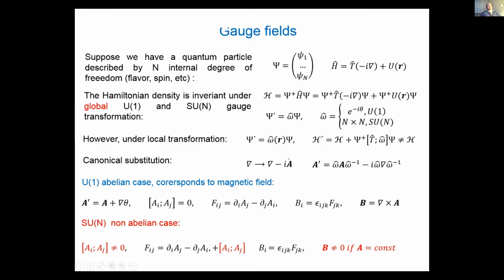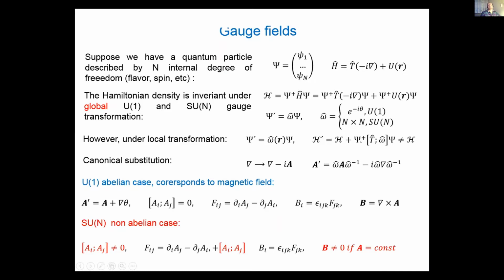However, if we make a canonical substitution, introducing A, where A is known as some effective gauge potential, and if we demand that A transforms under the following rule when we do the following transformation with the wave function, we can immediately see that the Hamiltonian density will be invariant.